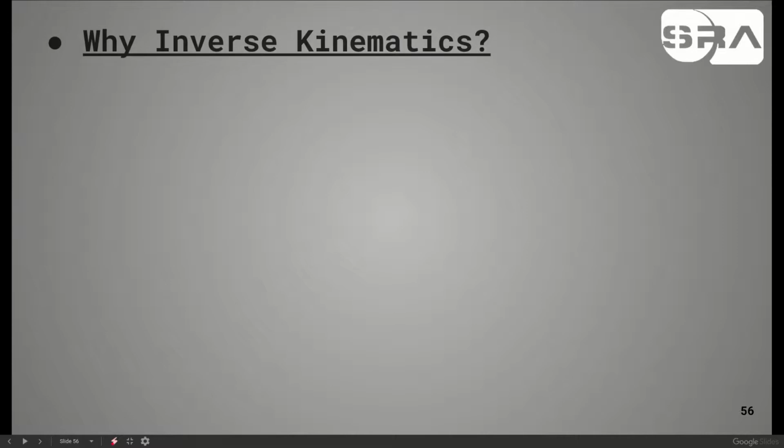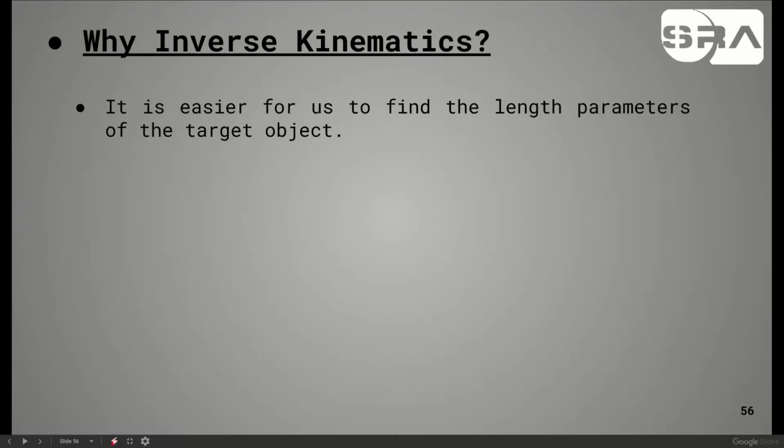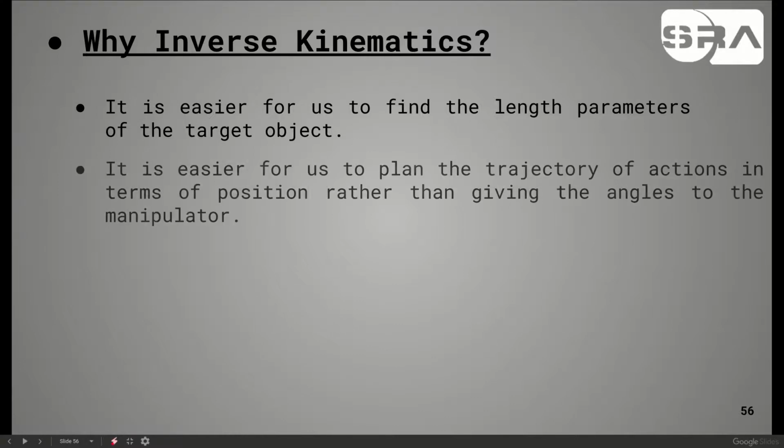Now a lot of you might think that if we have forward kinematics to solve, then why do we need inverse kinematics? So a very basic answer is that as humans we understand length better than angle. As humans we have better length perception than angle perception. The second thing is that trajectory planning becomes easier in case of inverse kinematics. Trajectory planning is very important, you will understand that later, and it is a bit easier to do in inverse kinematics compared to forward kinematics.